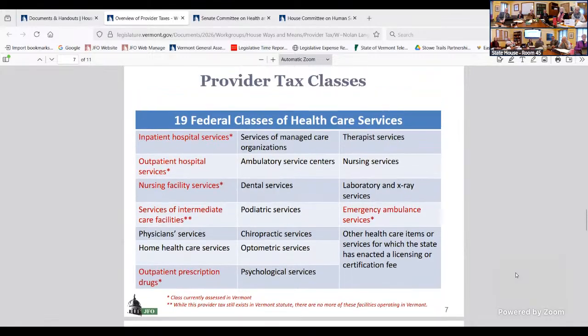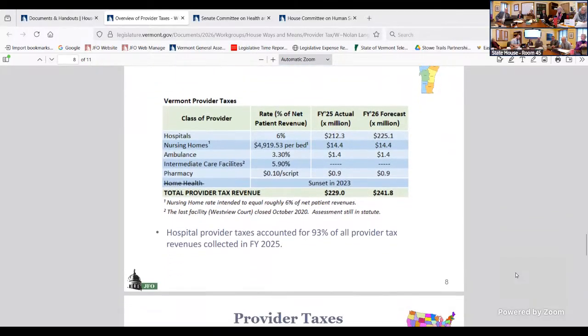Is there any reason why some boxes were selected and others were not? That gets into the history. What I can say anecdotally from our years here is that there were agreements with those particular providers. And when they were done, they were negotiated with those providers. So for instance, nursing homes, and I'm actually going to go to this next slide. Nursing homes, you'll see, some of these are 6%, 3.3, but nursing home, it's per bed. And it's because when it was being implemented with some nursing homes, they said it's a lot easier for us to just do it per bed than on net patient revenue. We know it's below 6%.